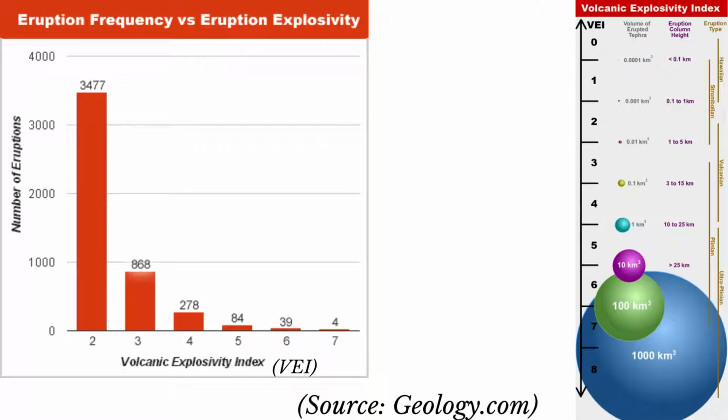Now, this graph being shown, obtained from geology.com, shows that generally the lower the explosivity of the volcanic eruptions, the more frequent they occur. Thus, eruptions involving basaltic magma occur more frequently than those involving andesitic and rheolitic magmas.